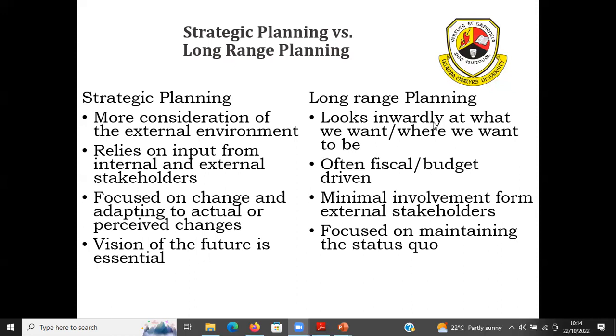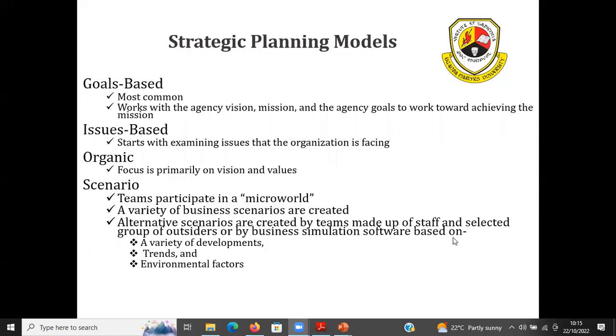While long range looks inwardly at what we want and where we want to be. It also looks at budgets, fiscal budgets. There's minimal involvement of stakeholders. It's focused on maintaining the status quo. So just some of the features we need to look at.